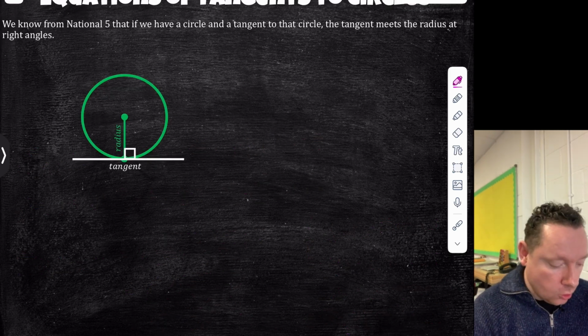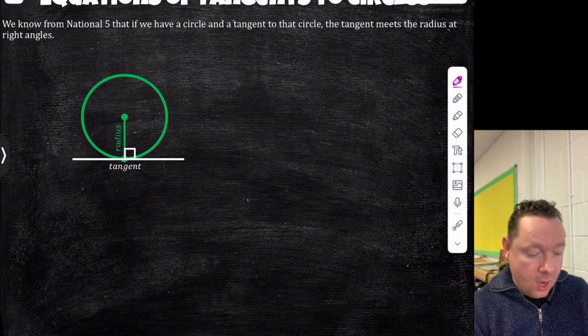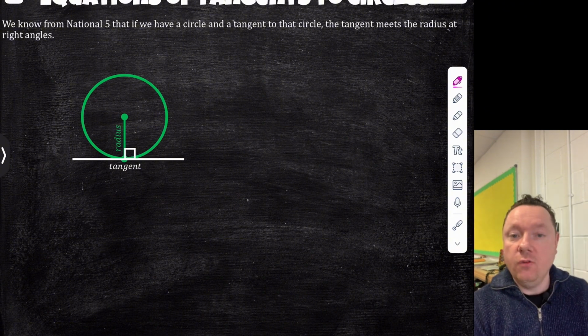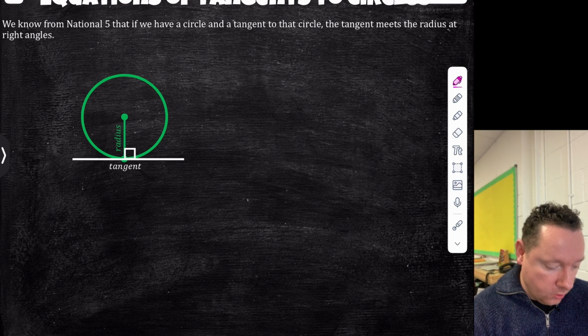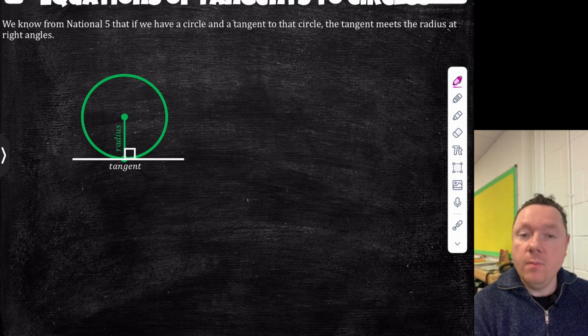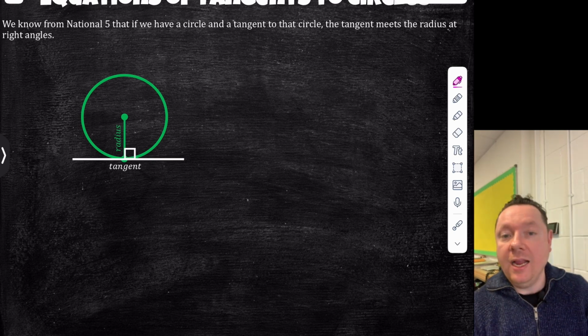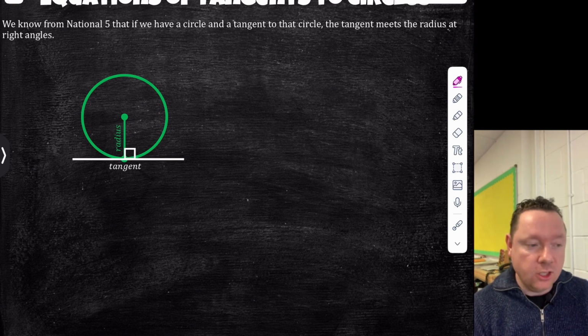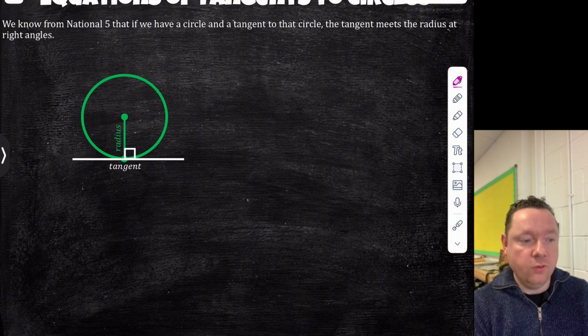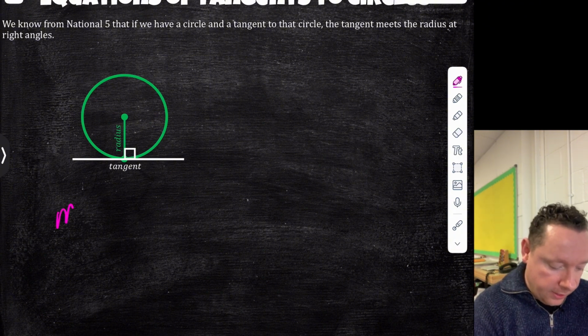Equations of tangents to circles. So we know from that 5 that if we have a circle and a tangent to that circle, they meet the radius at right angles. The radius and the tangent meet at right angles. But we now know from straight line that if two lines are at right angles, they're perpendicular. That's the definition. Gradients of those multiplied together make minus 1. So that means that we can find the gradient of the tangent if we know the gradient of the radius, since the gradient of the radius times the gradient of the tangent equals minus 1.